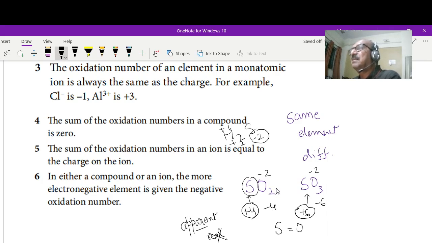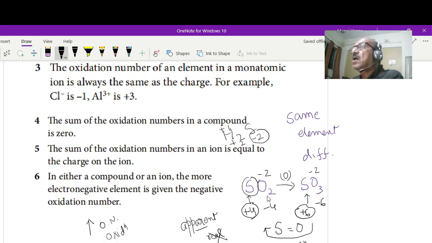And we can understand oxidation and reduction in terms of oxidation number. As you know, this must be oxidation because one more oxygen is added. So what happens to the oxidation number? +4 becomes +6. So we can say if there is an increase in the oxidation number, it indicates oxidation, and if there is a decrease, for example, if you go from +6 to +4, then it is reduction.